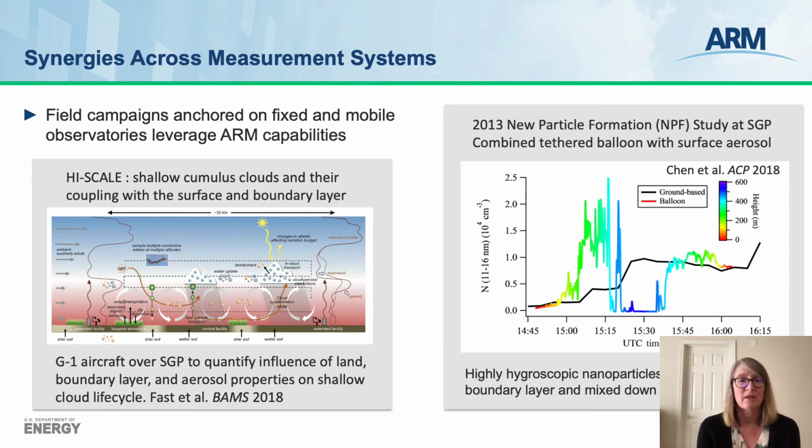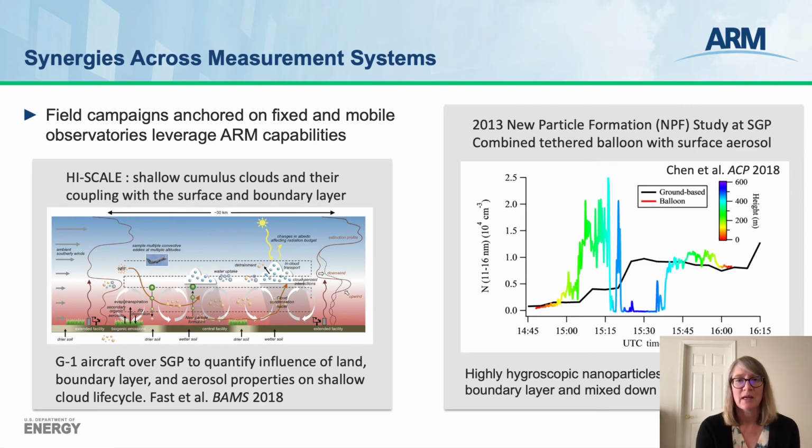layer. They had the Gulfstream 1 aircraft, which flew over the main central facility and boundary layer profiling sites, designed to quantify the influence of land, boundary layer, and aerosol properties on shallow cloud life cycle, with the goal to improve model parameterizations of land-atmosphere interactions and evaluate LES and cloud resolving model simulations of boundary layer processes, cloud microphysics, and aerosol properties.